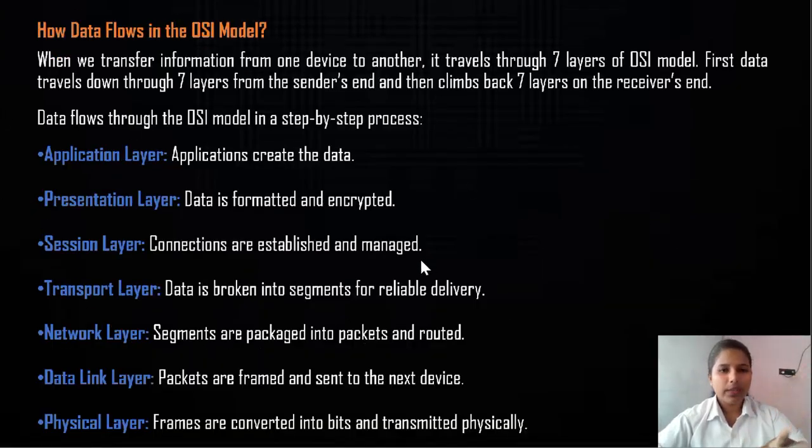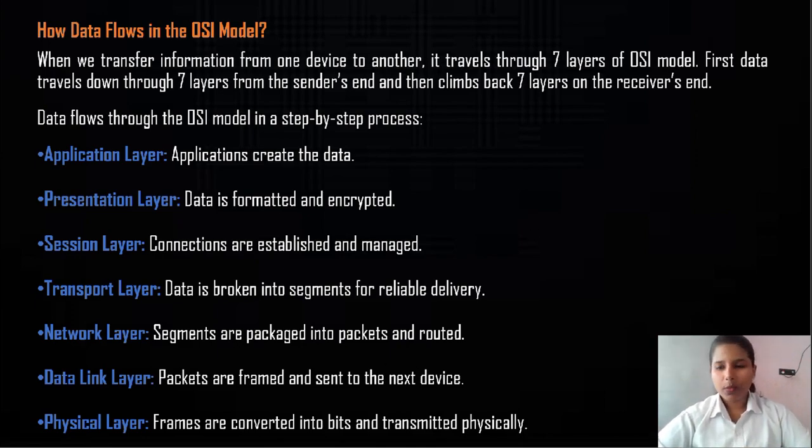Now, in short, we transfer information from one device to another. It travels through the seven layers of the OSI model. In the application layer, the application data is created. In the presentation layer, the data is formatted and encrypted. In the session layer, the connection is established and managed. In the transport layer, the data is broken into segments for reliable delivery. Then the segments are packed into packets and routed, in the data link layer the packets are framed and sent to the next device, and in the physical layer the frames are converted to bits and transmitted physically. So this is the whole step-by-step OSI model.